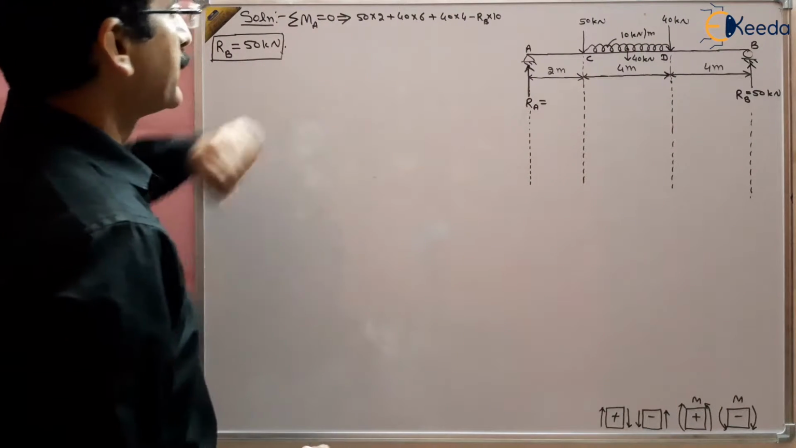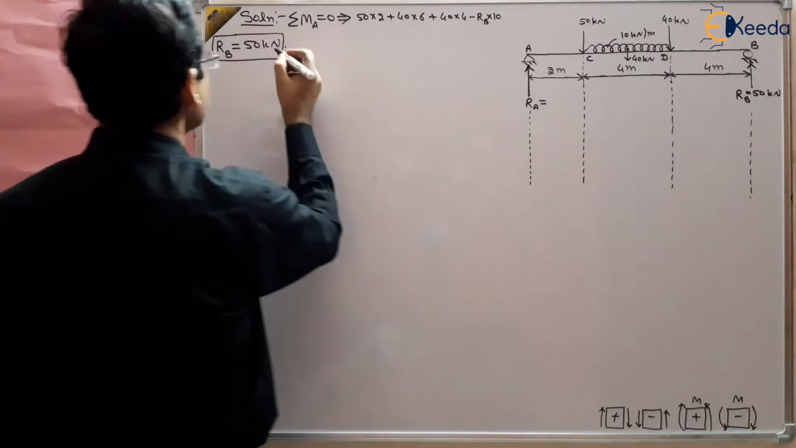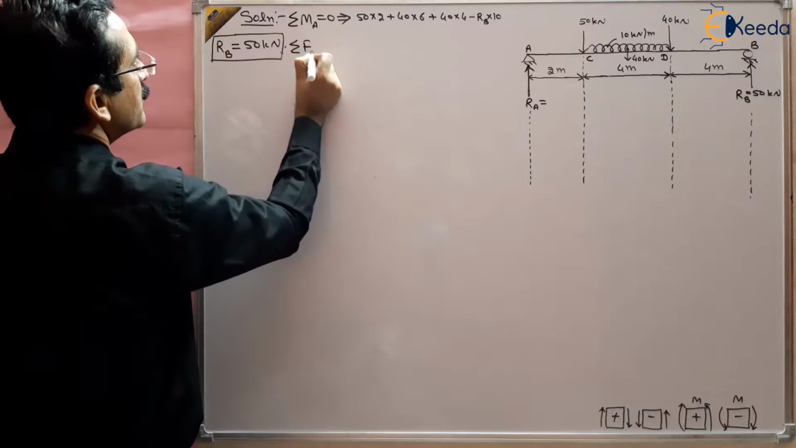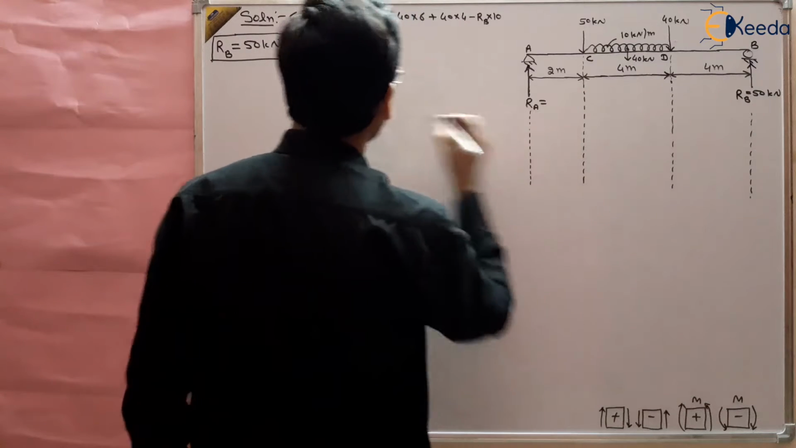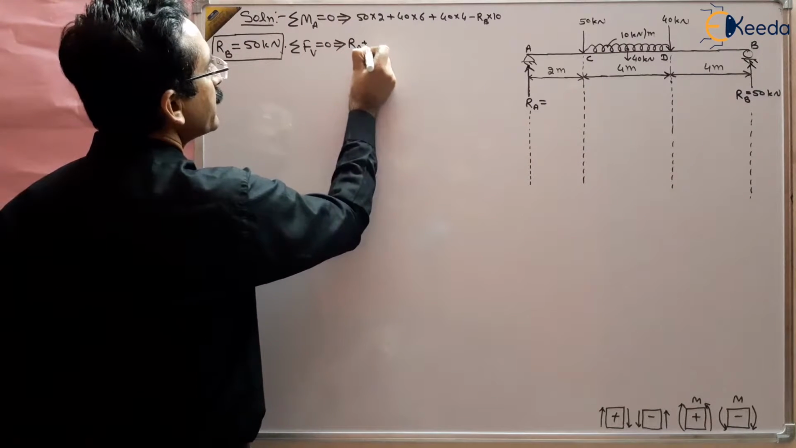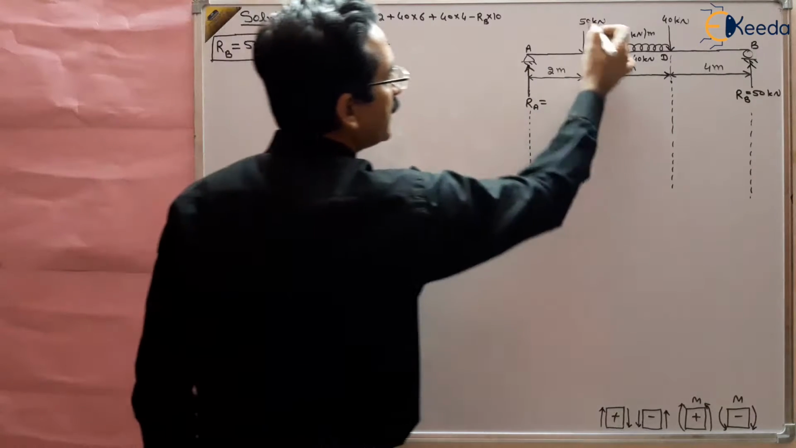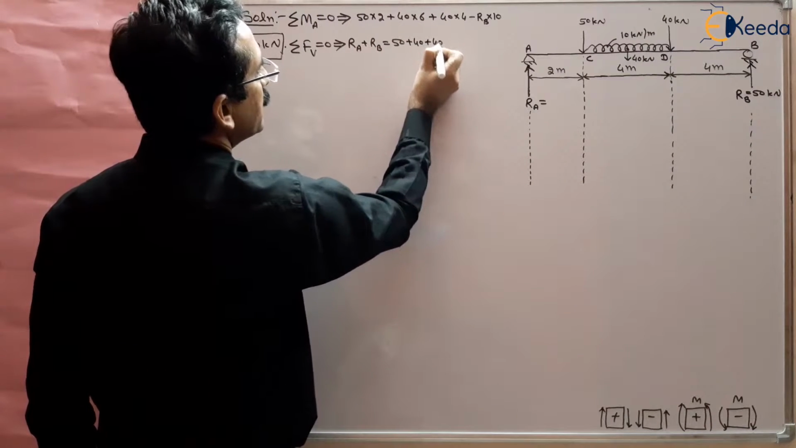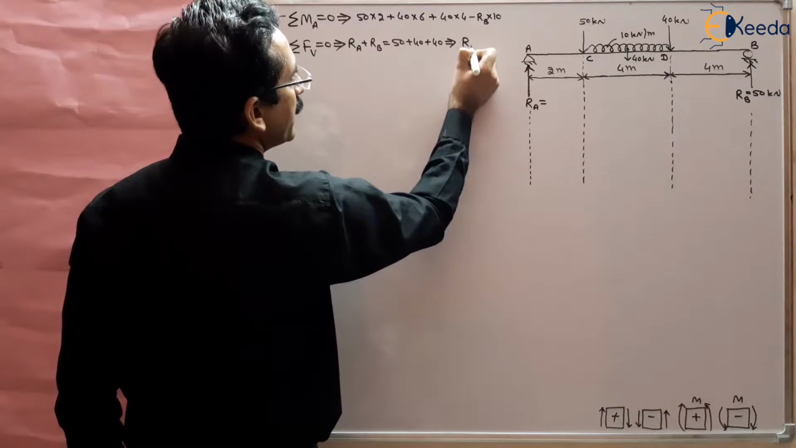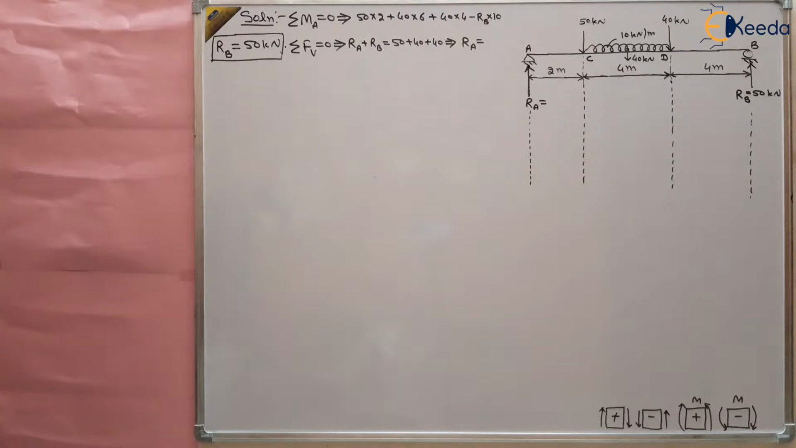Now we want to find out RA. All the vertical forces, sum of all the vertical forces should be equal to 0. So sigma F vertical should be equal to 0. So this will give that RA plus RB, which are the vertically upward forces, should be equal to vertically downward forces, 50 plus 40 plus 40. Solve it and you will get the value of RA. The RA value will come out to be 80 kilonewton.